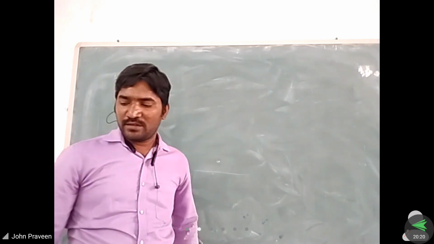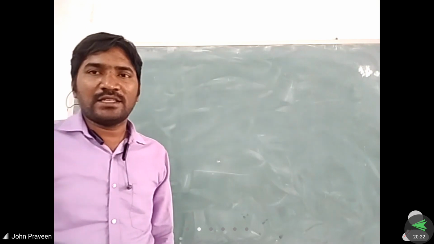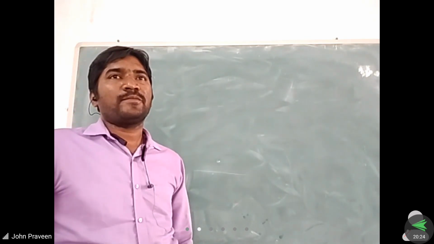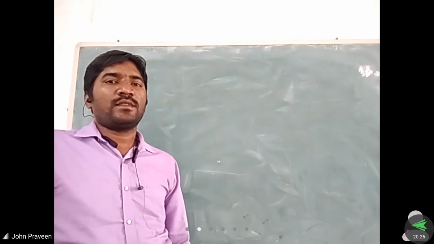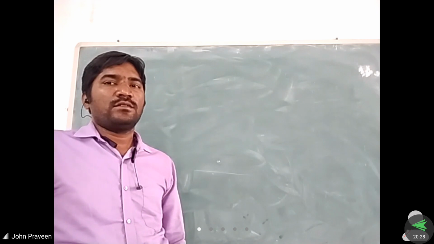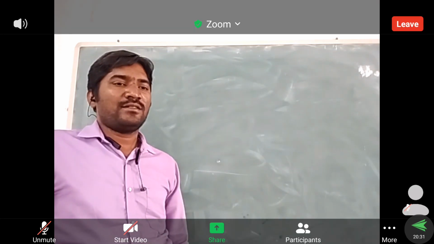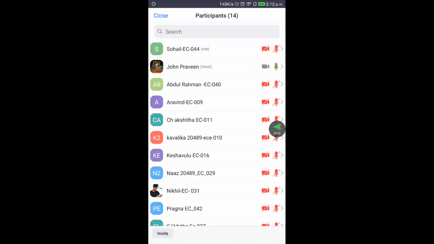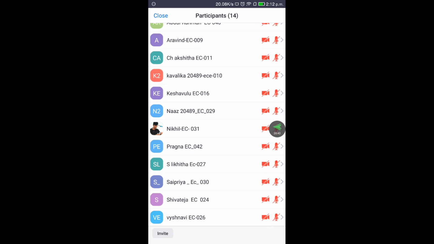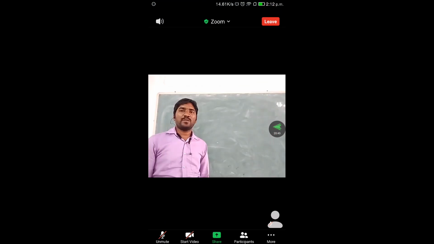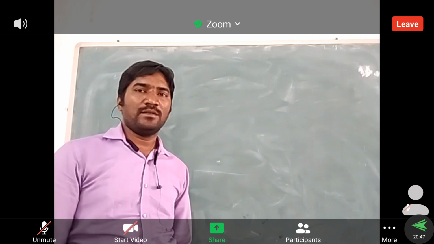Anybody remember how the current acts in a series connection and a parallel connection? No one remembers? In a series connection, how is the current? There is only one current. Yes, the current is constant. Only one current is flowing through all the devices. In parallel, the current is divided.